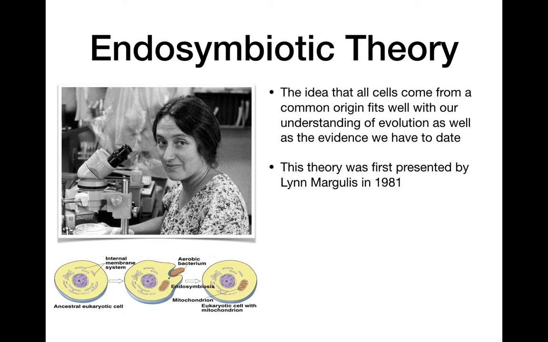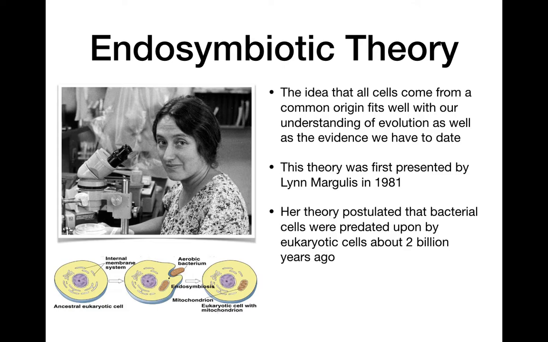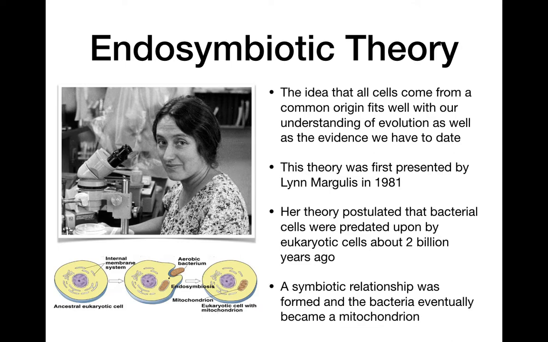So Lynn Margulis is in the picture. She came up with this theory and presented it in 1981, and she's one of the very few female scientists of her time who did this. Her theory suggested that bacterial cells, which are prokaryotes, don't forget, were preyed upon by other eukaryotic cells about 2 billion years ago. When the eukaryote consumed or engulfed those prokaryotic cells, it became a symbiotic relationship. So the bacteria living inside the eukaryote wasn't consumed, wasn't digested. Instead, it began to live inside of it.